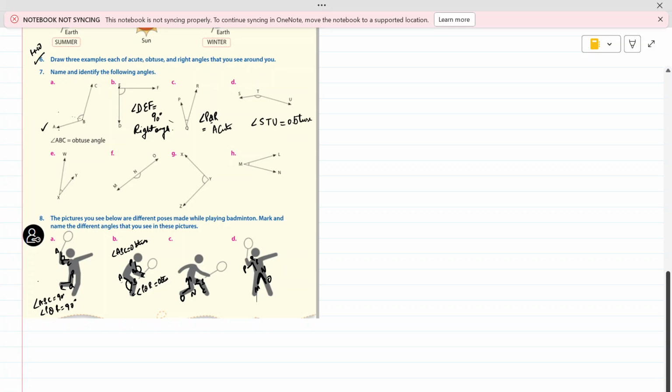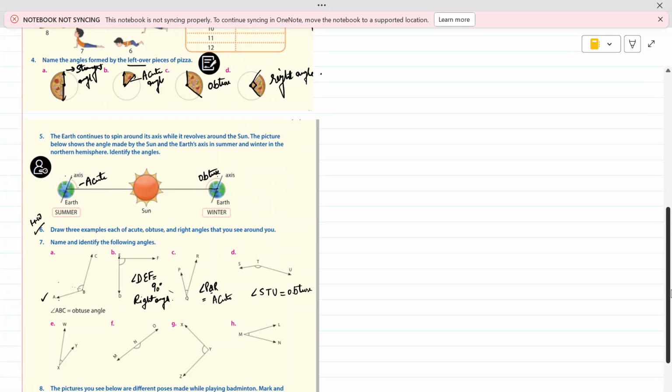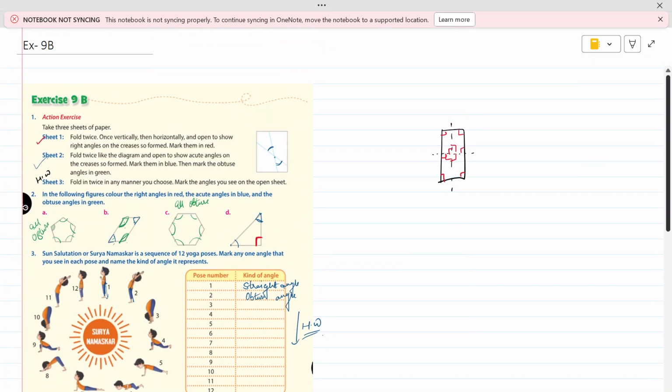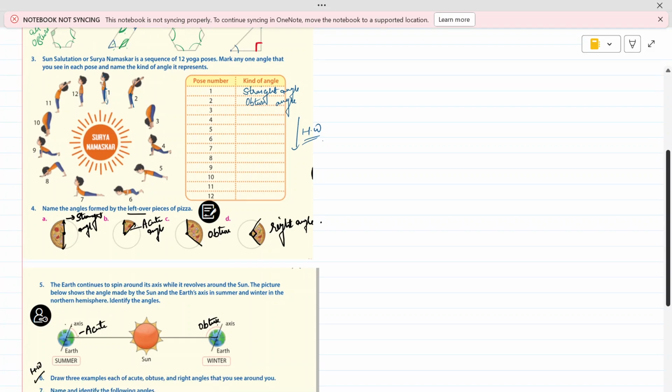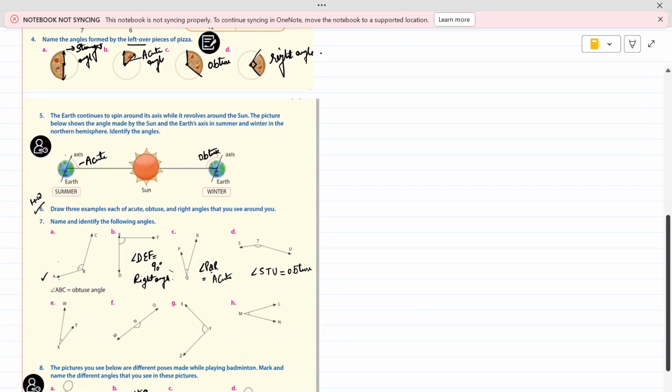So kids, with this we have completed the exercise, and I hope that you have understood the concept of different types of angles and how we can identify the different types of angles while seeing them, how we have to name these angles, and how we have to identify them.